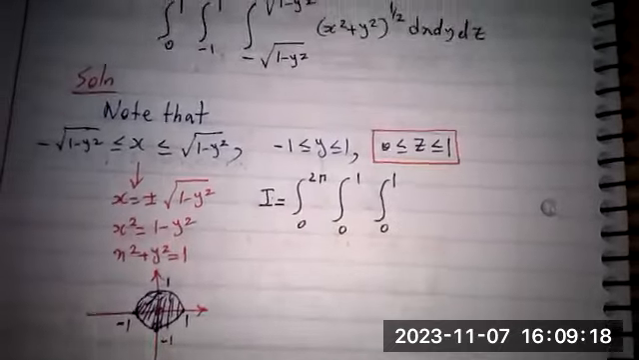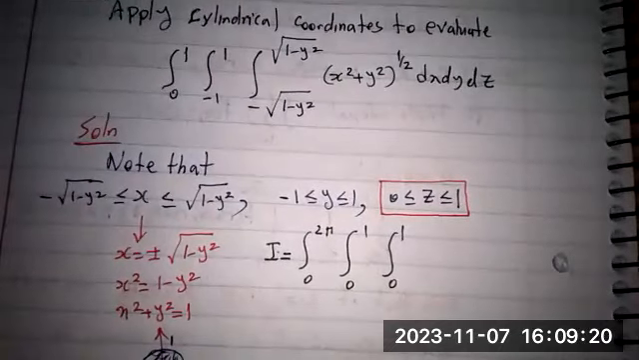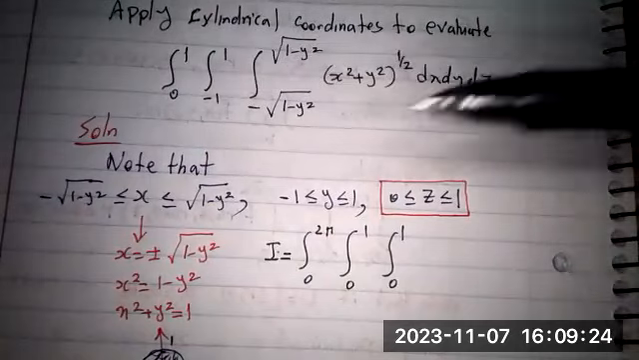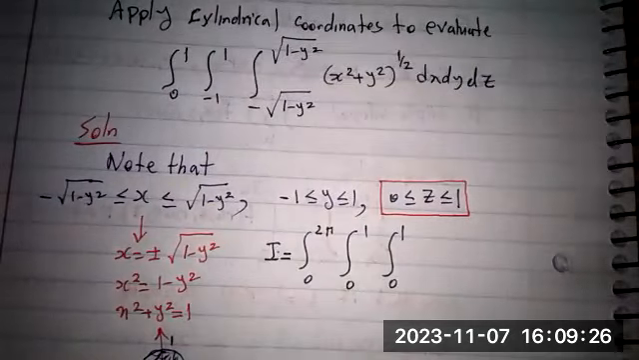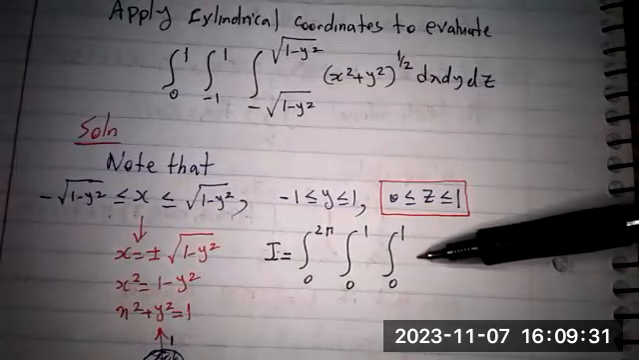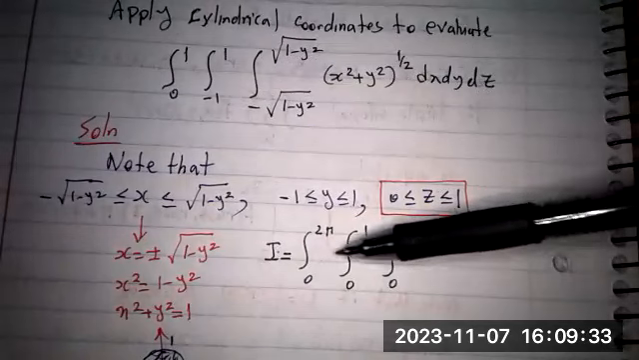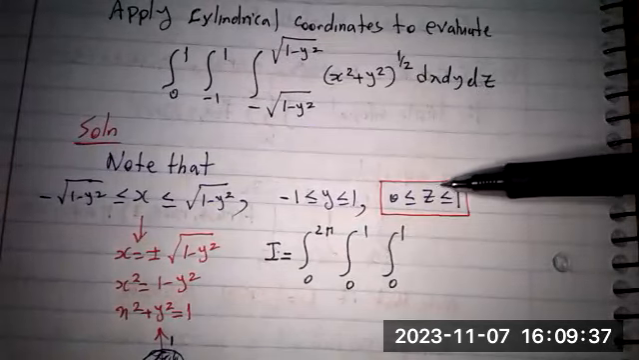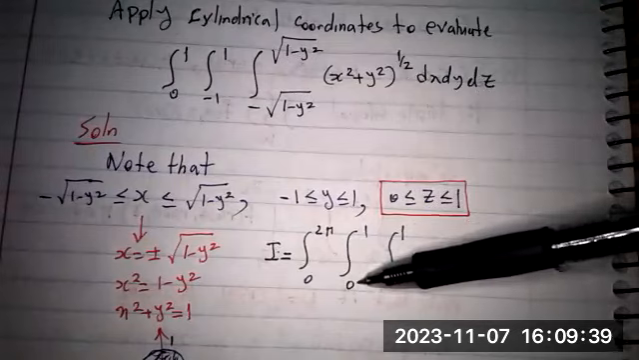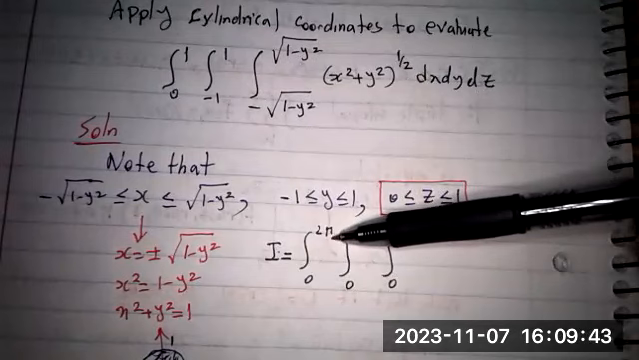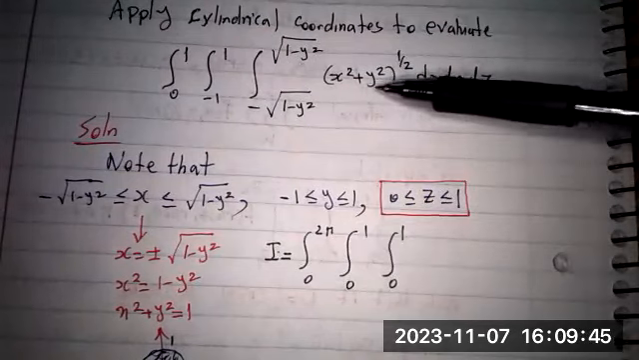Look at this. That's exactly how you change it. That was the x, y, z that we changed. When we change it to cylindrical coordinates, it's going to be dz dr d theta. So Z is fixed between 0 and 1, R is between 0 and 1 because of the radius, and theta is between 0 and 2 pi. Now you have to change your function.